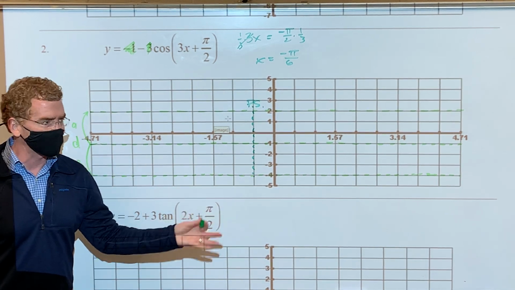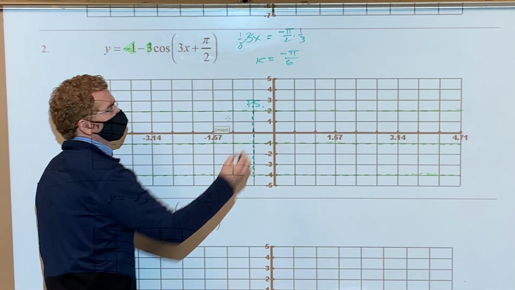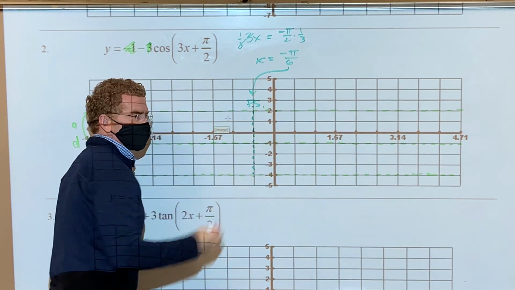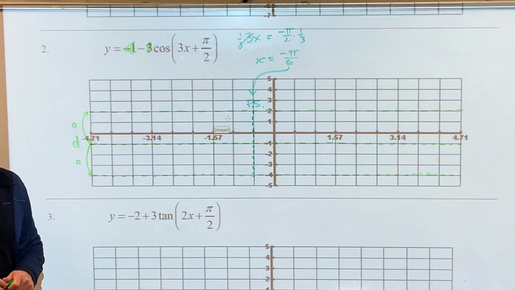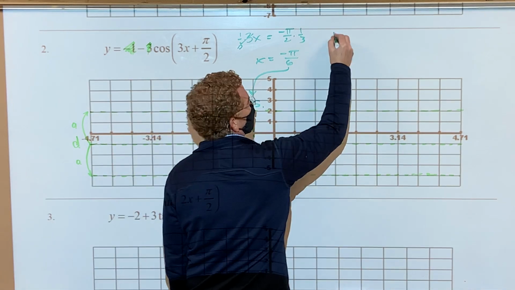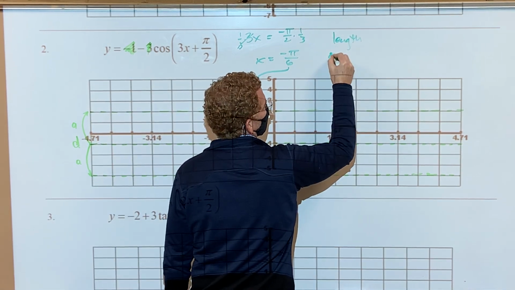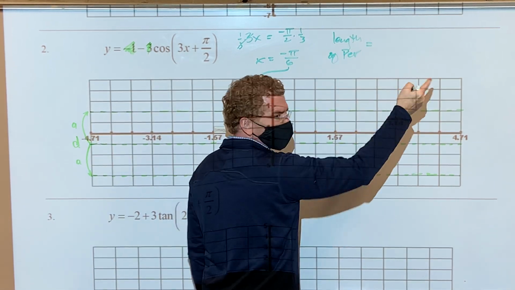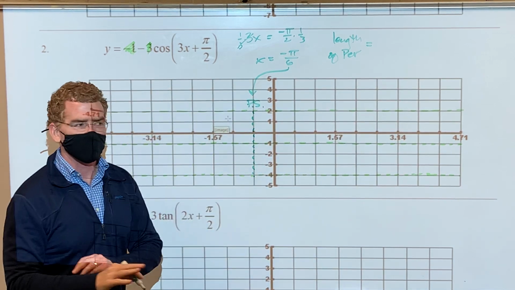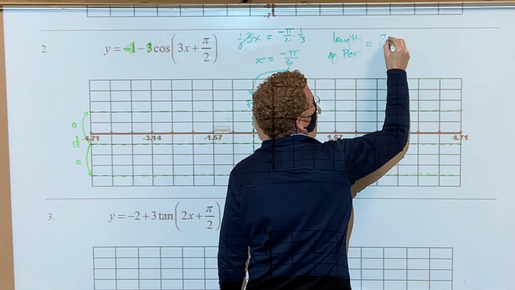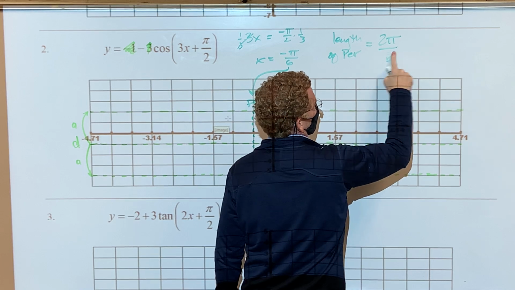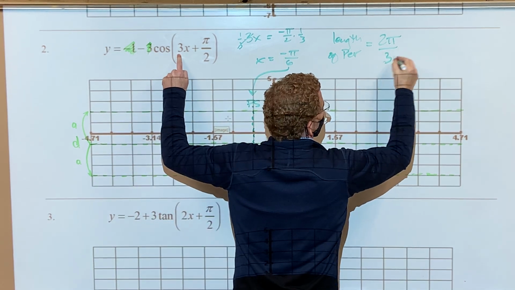I need one more thing to mark off the box, and that would be what? Length of the period, and the length of the period for sine and for cosine and for secant and cosecant is always 2 pi over the b. And the b in this case is 3. Now, let's be careful.